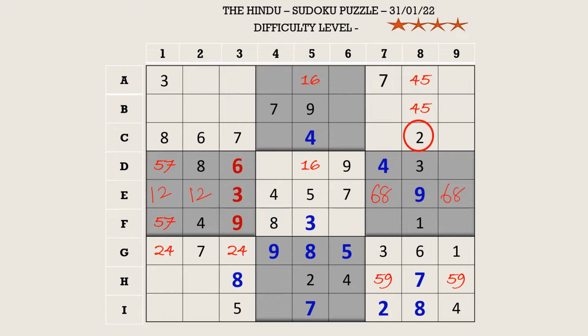There is a 7 and 2 in this block which blocks 7 and 2 in these 3 cells. So in column 9, only these are the 2 cells where 7 and 2 can be. So D9 takes 2, 7 and F9 takes 2, 7. Now in the 6th block the only missing number is 5.